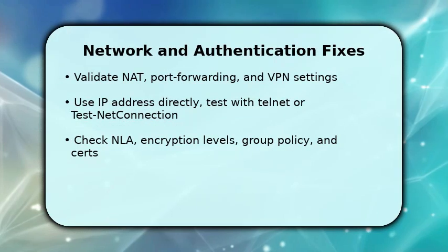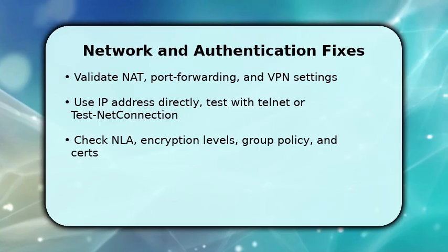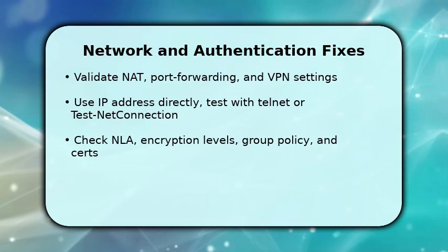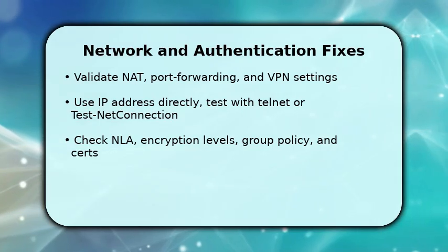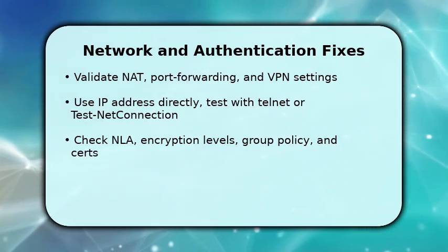If you reach the host through a router, confirm NAT and port forwarding are correct. If using VPN, ensure the tunnel routes the RDP subnet. Use the IP address directly and test the port with Telnet or Test-NetConnection to see if 3389 responds.